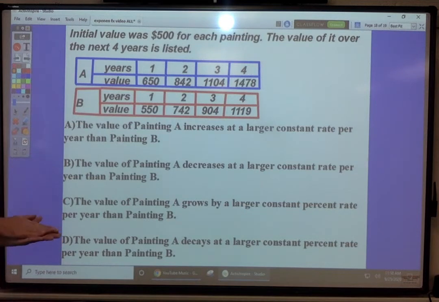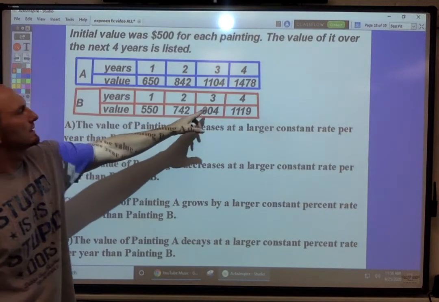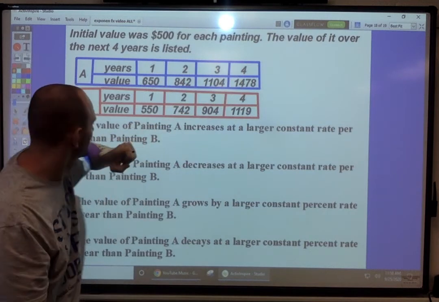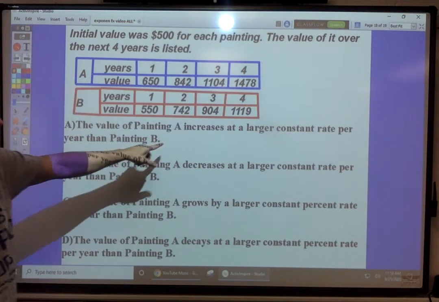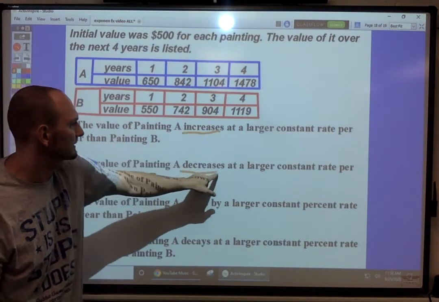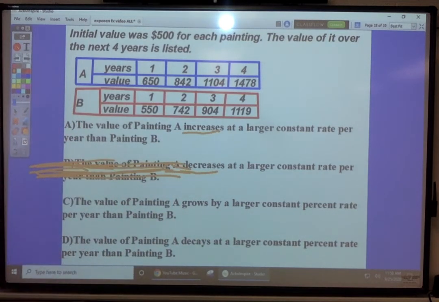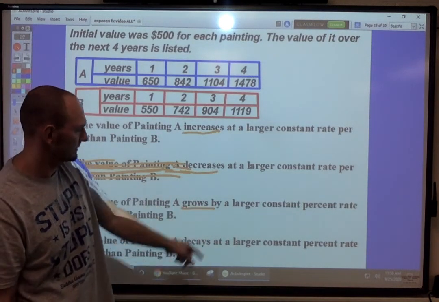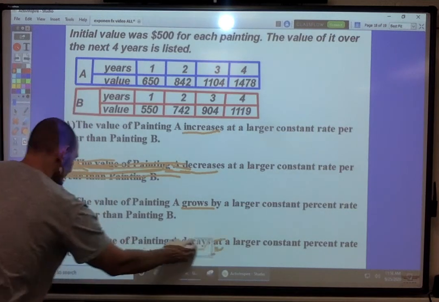Pause, play, here we go. This one takes a little bit of work. So let's just eliminate some answers. Increasing, increasing. So the rate of painting increases, decreases. Wrong. Grows, decays. Wrong.